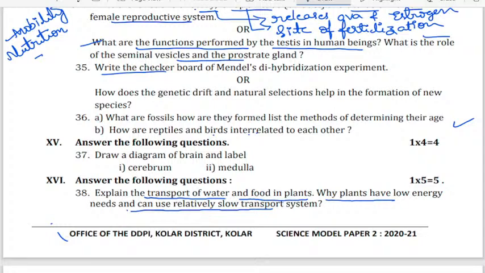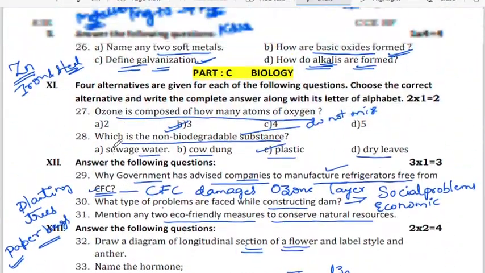And you must know why plants need less energy. Because plants are immobile. They do not move their body. They're fixed, so they need less energy compared to other organisms. And they have a relatively slower mode of transportation system because their energy needs are very low. This is a 5-mark question. I can't write on this, children, but I'm telling you what we have to write in the examination. You have to explain the transportation of water and also food in the plant. Do learn this concept. I hope you found this entire session useful, children.